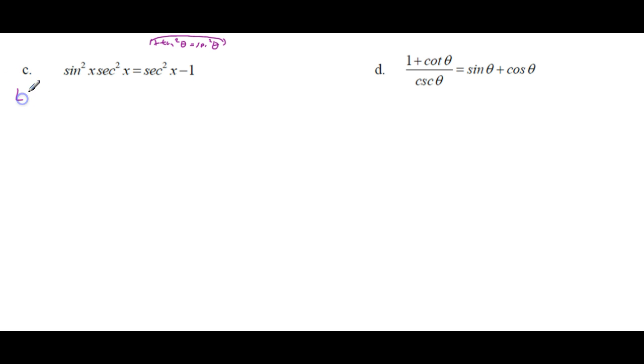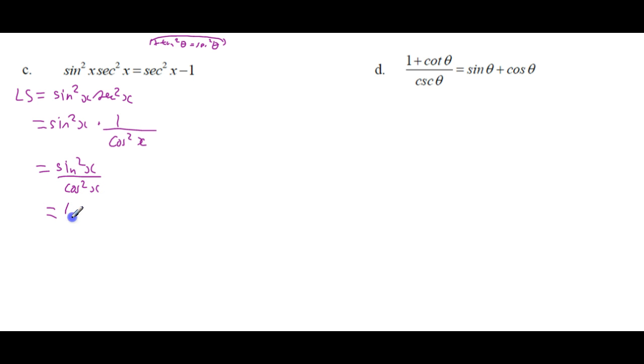We're going to go with the left-hand side. We're going to try and turn that into tangent. So we got sine squared x, secant squared x. Not much we do with sine squared, but secant squared becomes 1 over cos squared x. And that becomes sine squared x over cos squared x, which is tan squared x, which is secant squared x minus 1, which is the right-hand side.